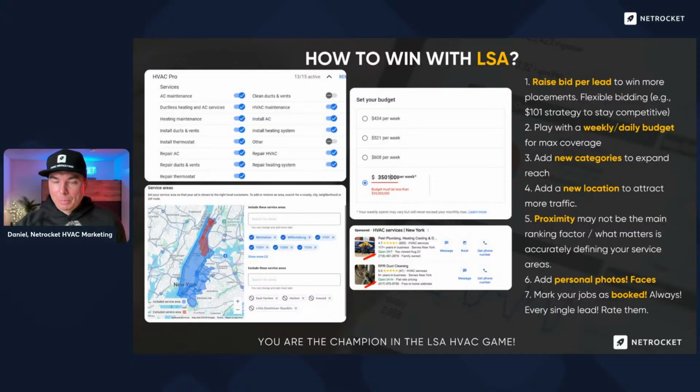And mark your jobs as booked. If you book the job, make sure you mark them booked, because the more you mark as booked, the more quality leads Google will send to your account. So rate them. Once again, I'm saying rate the leads.